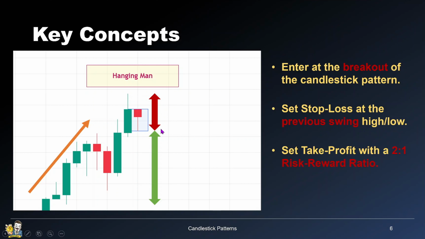After that, we set our profit target with a 2-to-1 risk-reward ratio, as shown by the green arrow. And we exit after 3 candles to prevent the pattern from failing. Of course, if there's another price action that confirms the reversal, you can wait longer than 3 candles.